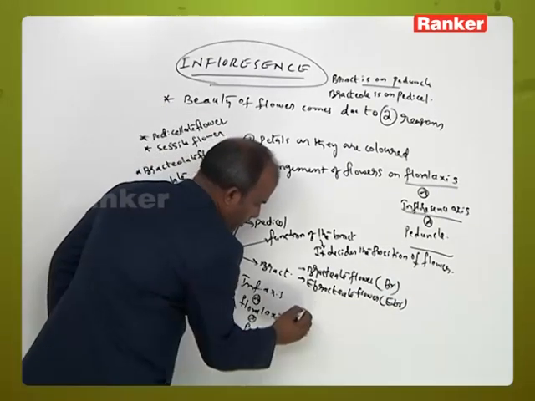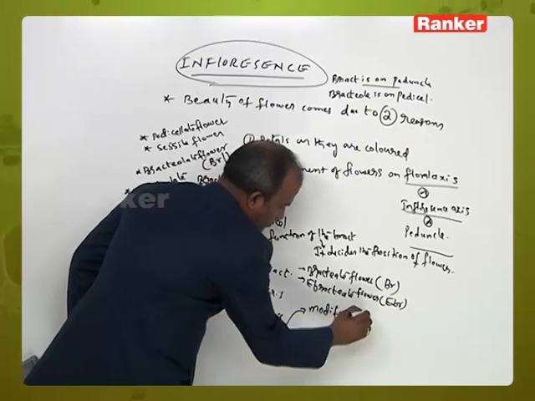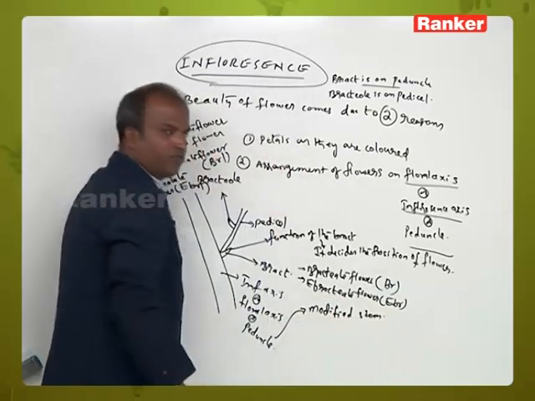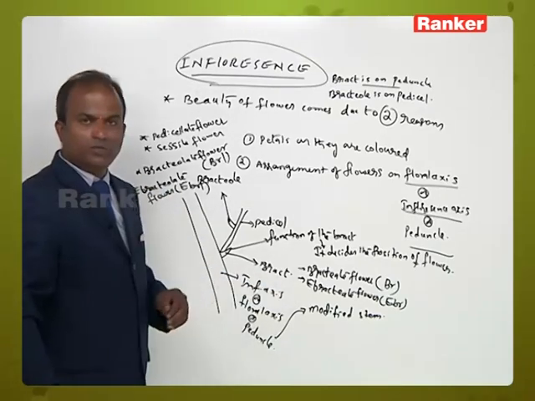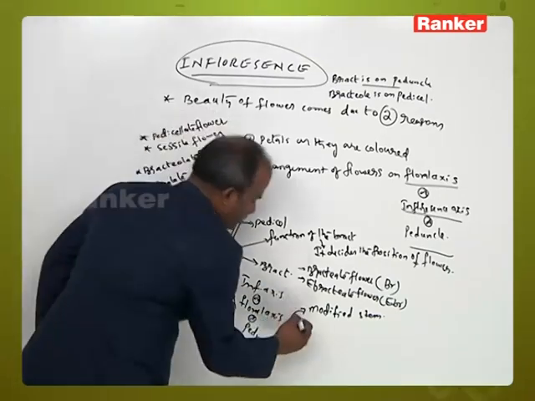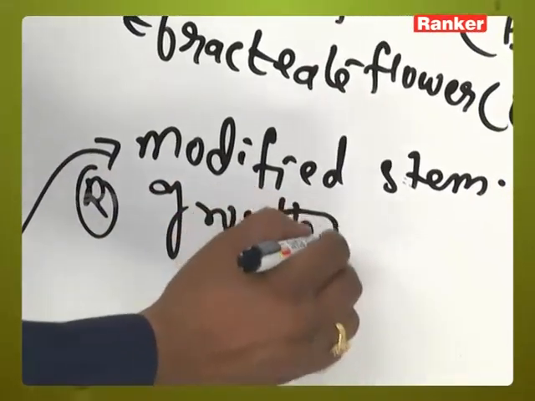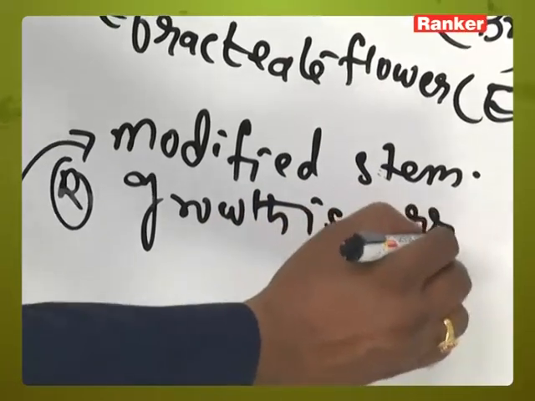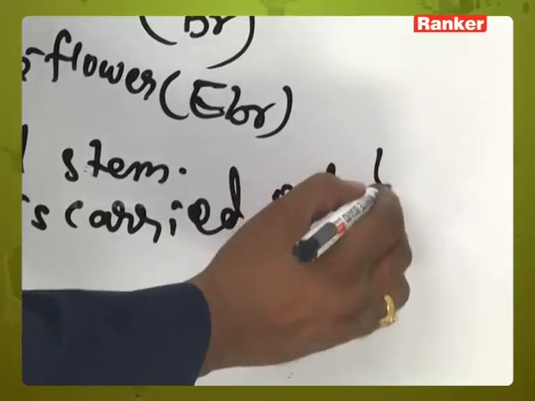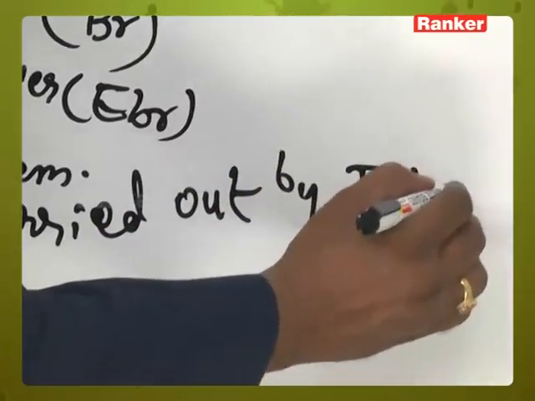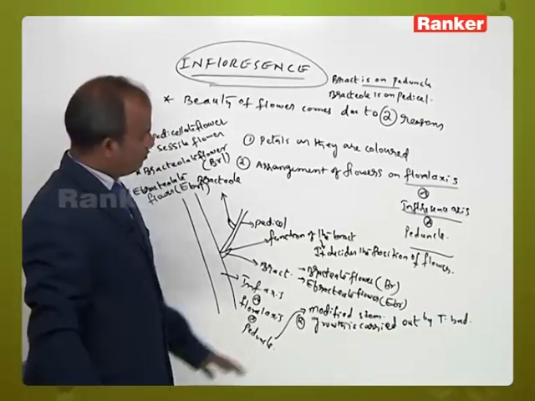Can we call this peduncle as a modified stem? Yes, peduncle can be called as a modified stem. Reason: growth is carried out by terminal bud.